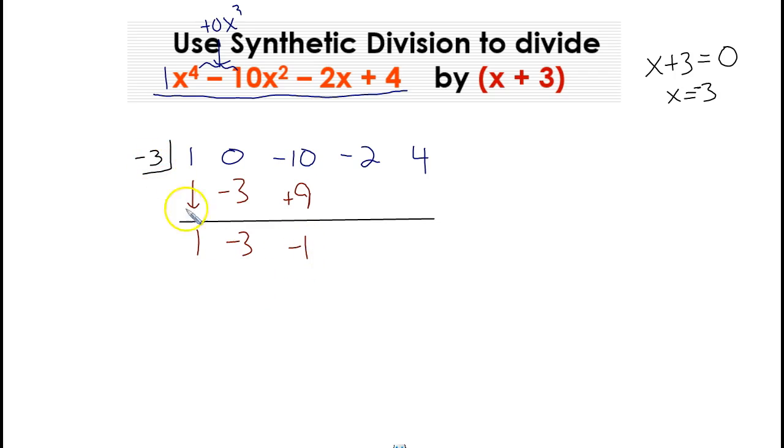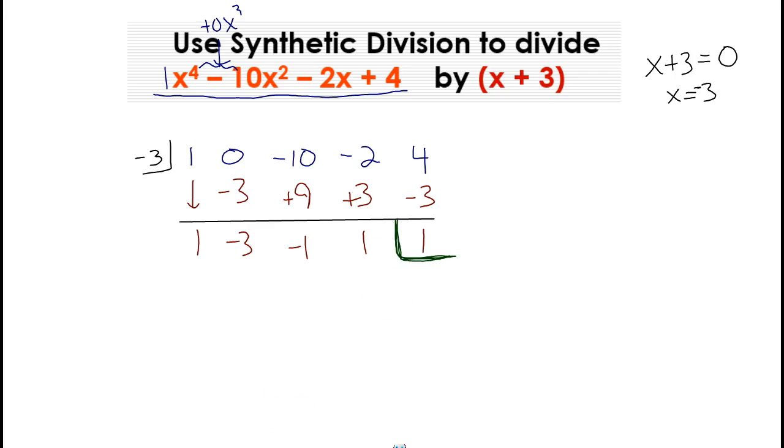Then we multiply. Negative 3 times negative 1 is positive 3. We add down. Negative 2 plus 3 is positive 1. Multiply. Negative 3 times 1 is negative 3. And then we add down. 4 plus negative 3, or 4 minus 3, is positive 1. Now, on this last number here, we're going to put a little dividing L right there.